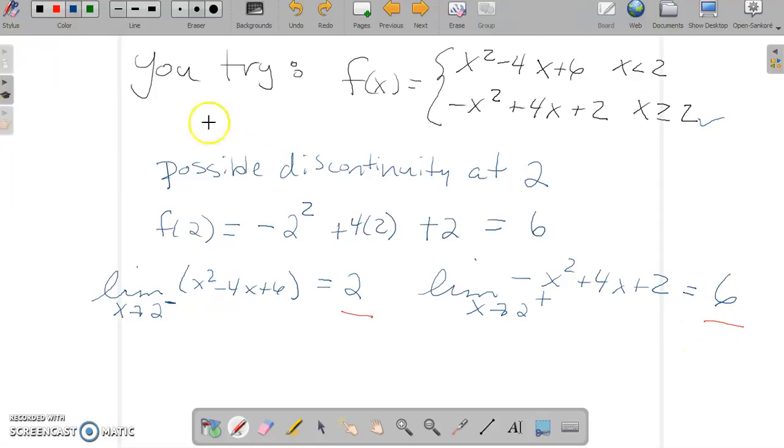So the limit does not exist, okay? And if the limit does not exist, then we cannot have continuity at that point. Okay, so there is a discontinuity at 2. And that's it for this one.